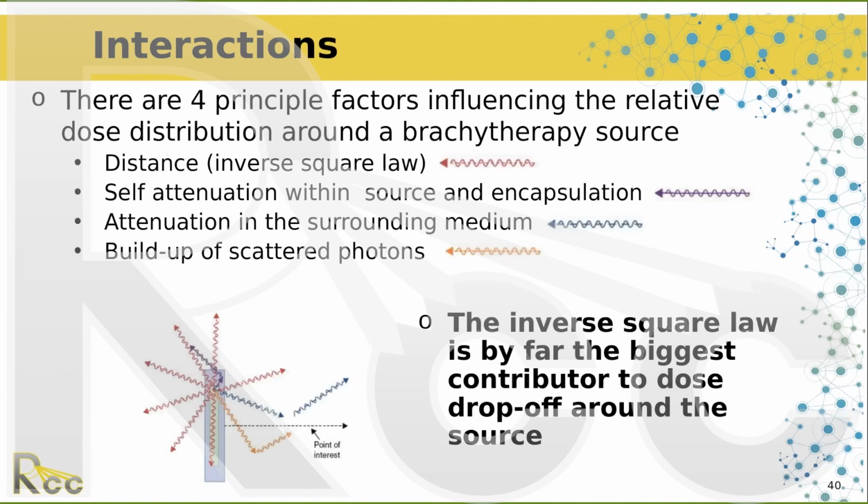There are 4 principal factors influencing the dose distribution around a brachytherapy source. There's the distance, there's the self-attenuation within the source and the encapsulation, then there's the attenuation in the surrounding medium, and then there's the buildup of scattered photons. The inverse square, the distance, is by far the largest contributor to dose drop-off around the source. Those other items, buildup and self-attenuation, are important, but inverse square is an order of magnitude more important.